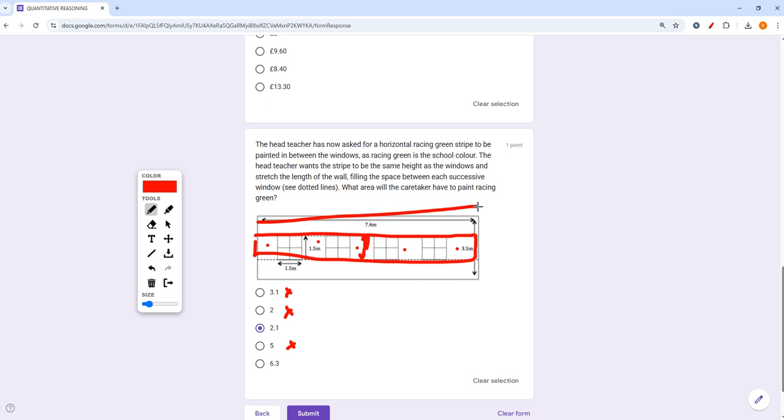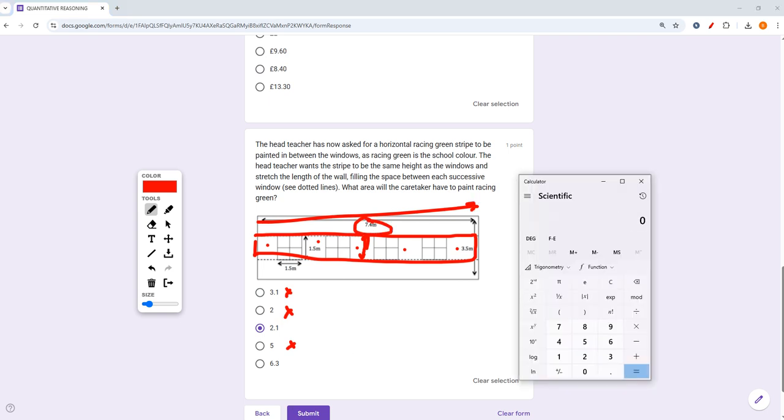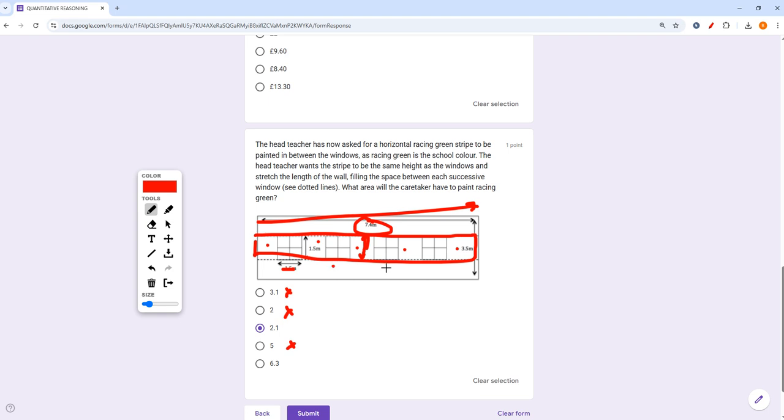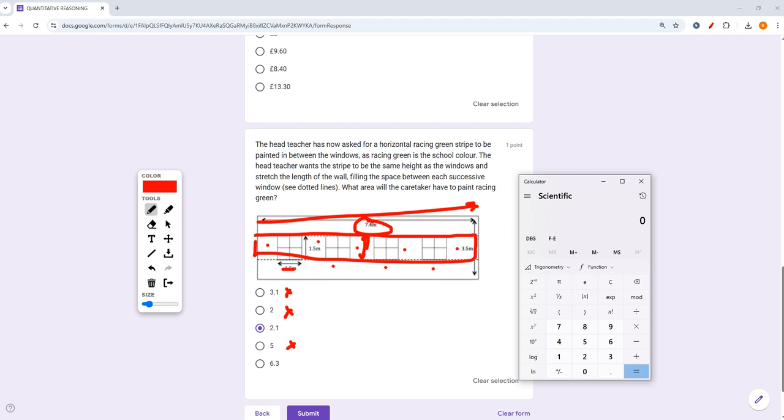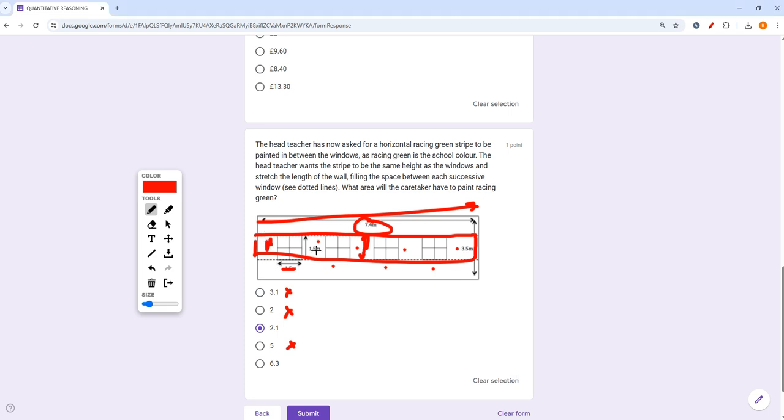This whole thing is 7.4, as he says here, 7.4, right? So we've got 7.4. I need to take away 1.5, 1.5, 1.5, 1.5. How many 1.5? 4. 1.5 times by 4 is 6. 7.4 minus 6, 1.4. That means 1.4 is the area of this bit plus this bit plus this bit plus this bit plus this bit, minusing the windows.